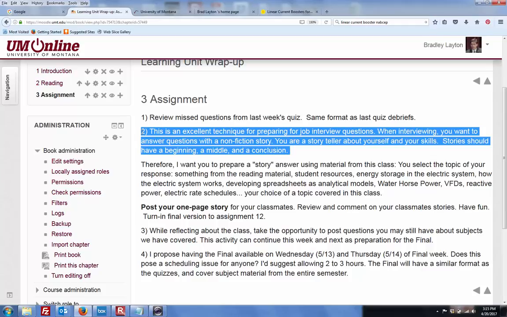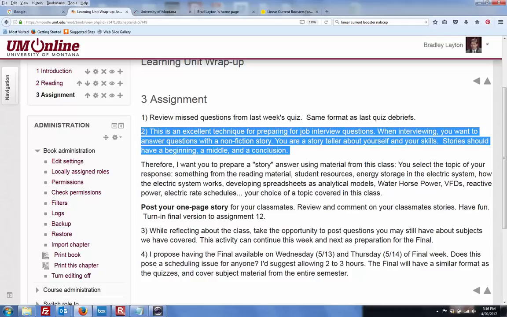Post your one-page story to your classmates for review. Have fun, and then just turn it in as assignment 12. This is the first time I've really taught this thing wire to wire, so I don't have too many examples. So again, just have fun with it, it's a free write. Just get creative. There's not a whole lot of room for creativity in the course, so here's your opportunity.